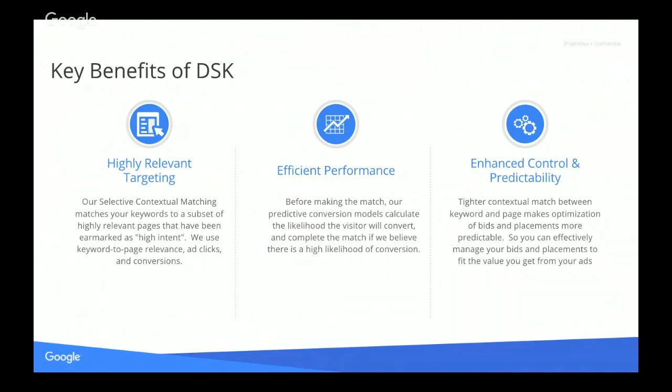The other benefit is efficient performance. Before making the match, our predictive conversion models calculate the likelihood the visitor will convert and complete the match if we believe there's a high likelihood of conversion. And lastly, enhanced control and predictability. Tighter contextual match between keyword and page makes optimization of bids and placements more predictable. So you can effectively manage your bids and placements to fit the value you get from your ads.